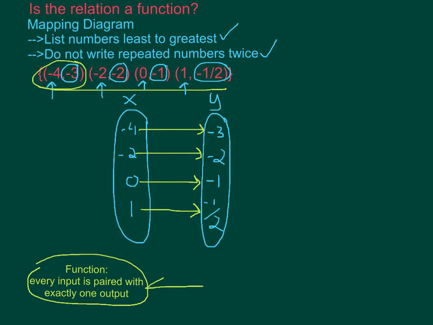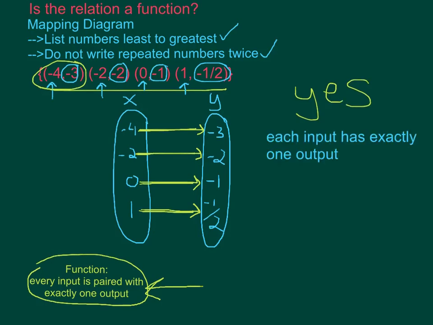So let's look at the definition. Every input, so every x value, is paired with exactly one output. And if you look here, every input is only paired with one output. So this is a function. Yes, it is a function because each input has exactly one output. So yes, it is a function, and here's our explanation. Make sure you write this explanation down because you will be required to do that later.